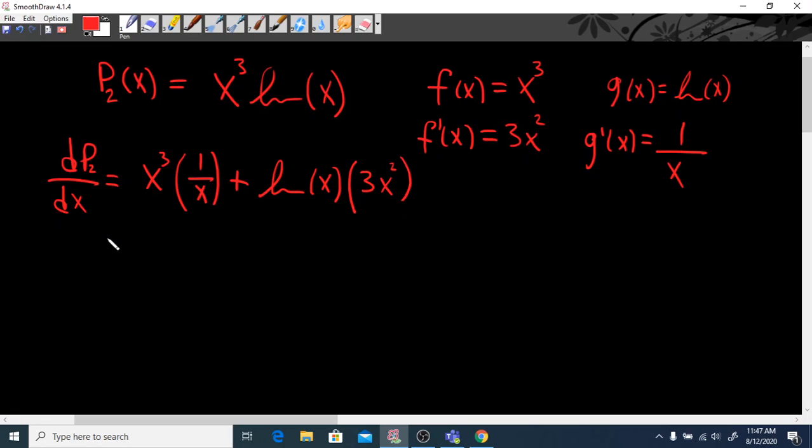There we go. Okay, and now we're just going to clean up. x cubed divided by x squared, plus, and then I'm going to write the polynomial first, 3x squared natural log x. All right, so you may see it written like that.